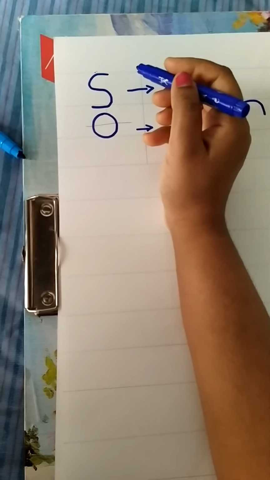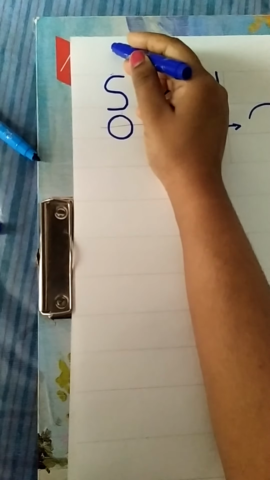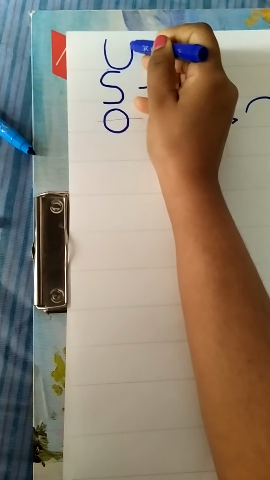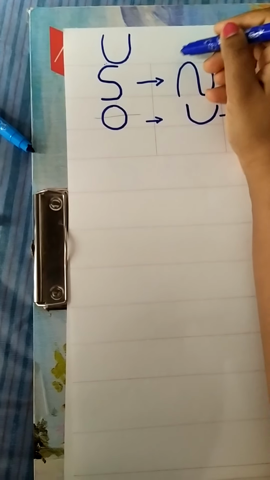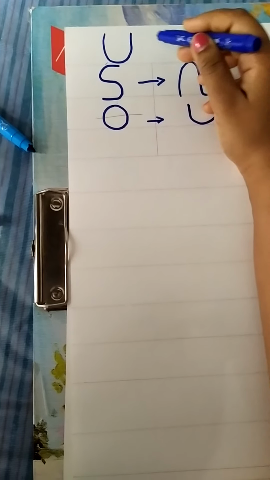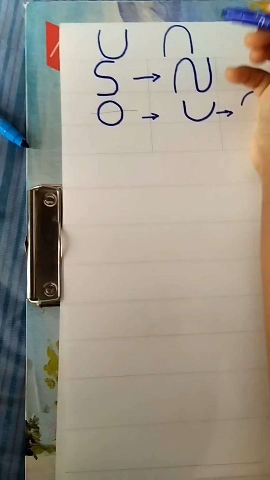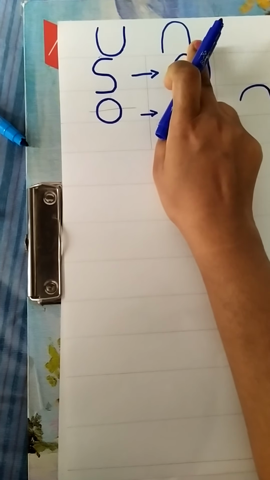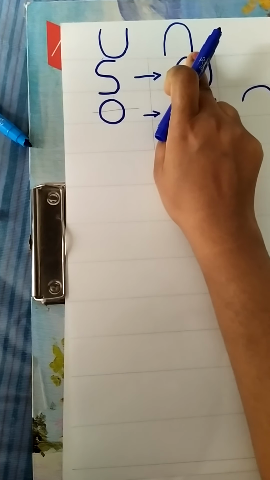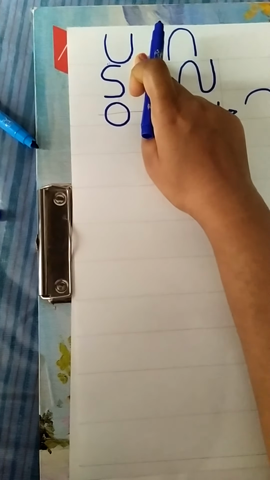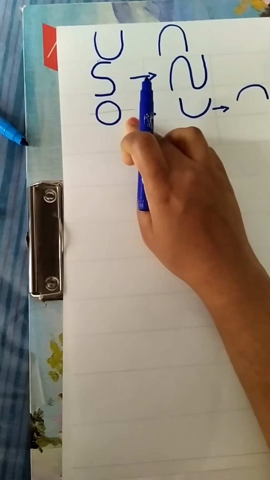And the next one is from the letter U. You all know the letter U. From U, you can make it upside down this way. So this is the other shape you should know. So you have to remember U, S, O.